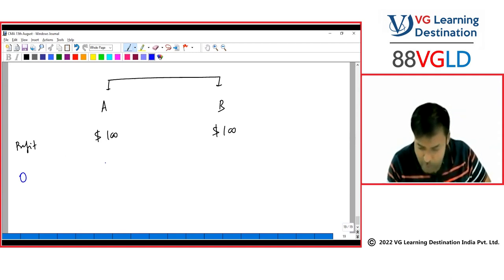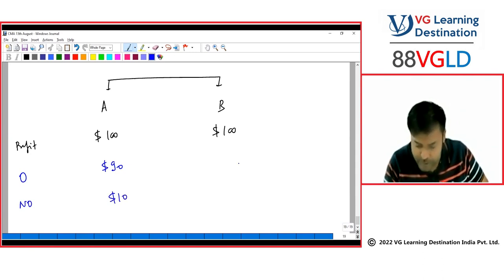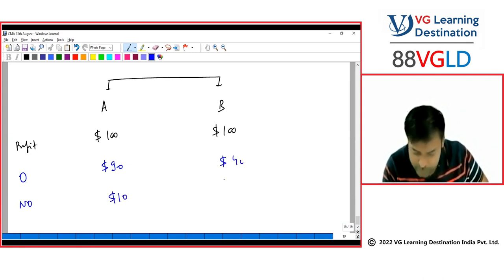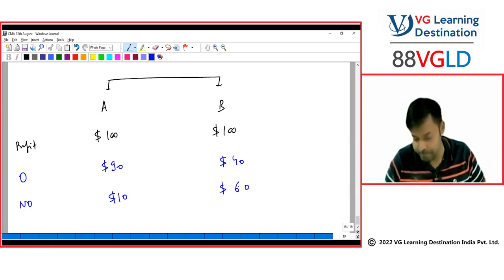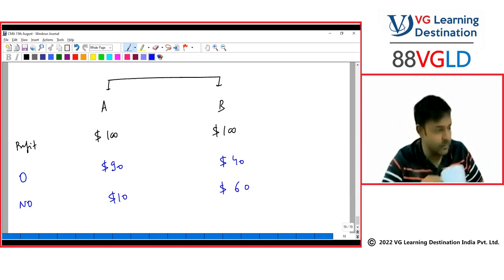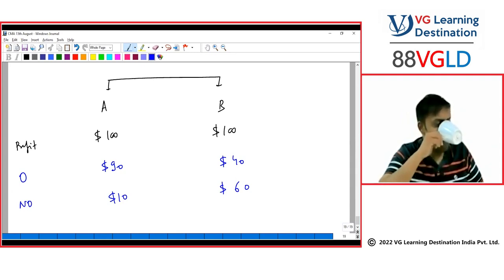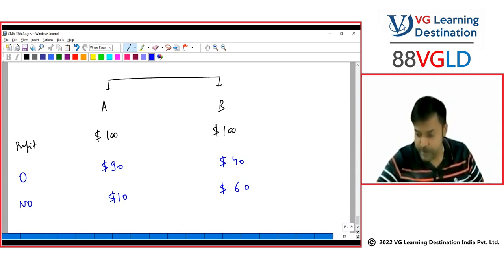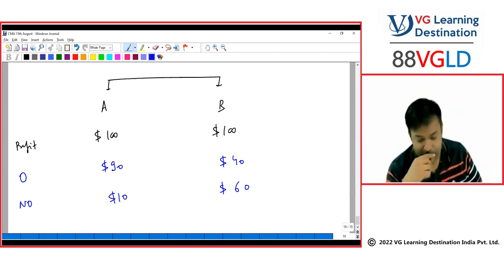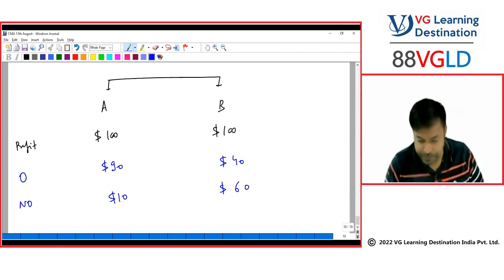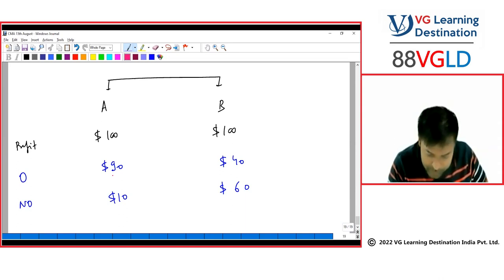Operational income of A is $90. Non-operational income of A is $10. Operational income of B is 40. Non-operational income of B is 60. Which is a better company, everyone? A is a better company. Why is A a better company?